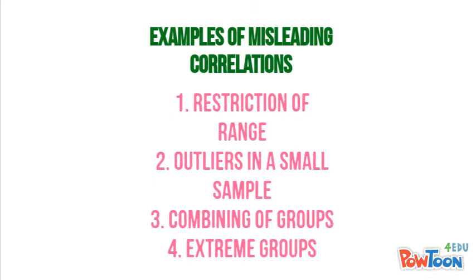3. Combining of groups, which occurs when samples from two different populations are combined. 4. When the researchers use extreme groups, or participants that are selected because they represent the highest or lowest ends of a scale, excluding participants in the middle.